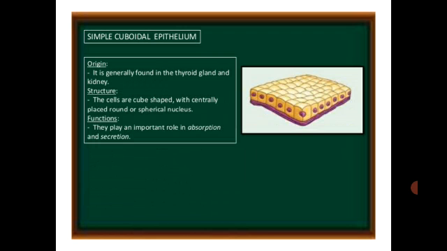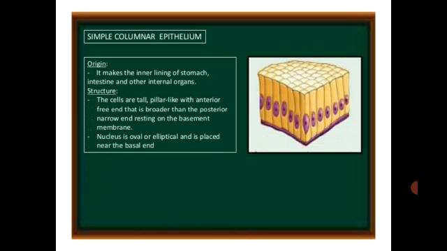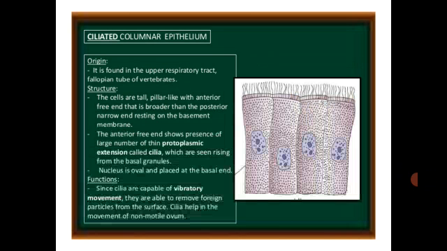Simple cuboidal epithelium is generally found in the thyroid gland and the kidney. Cells are cube shaped as the name indicates. They play an important role in absorption and secretion. Simple columnar epithelium makes the inner lining of the stomach, intestine and other internal organs. The cells are tall, pillar-like with the anterior free end broader than the posterior narrow end. The nucleus is oval and is placed near the basal end.